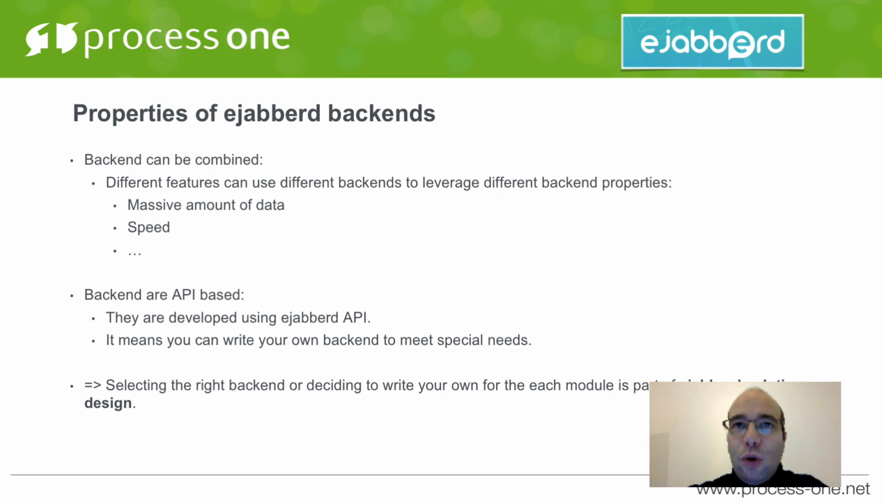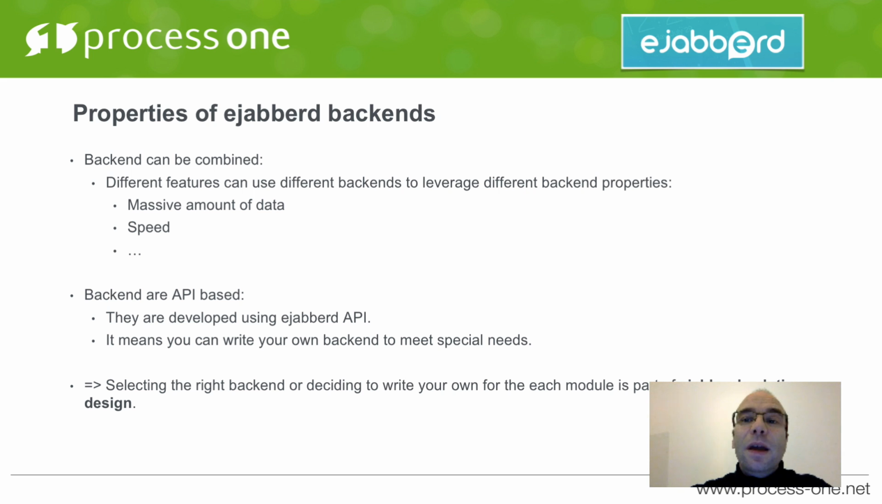In most complex deployments, we don't rely on a single backend. We use a mix of very different types of backend with different properties. And backends are API based. It means that they are developed using the ejabberd API, and it means that you can write your own backend, and replace and register existing backends with your own to meet your very special needs.